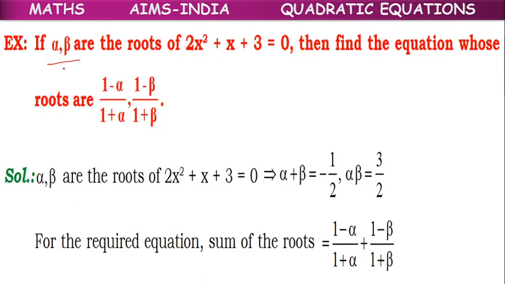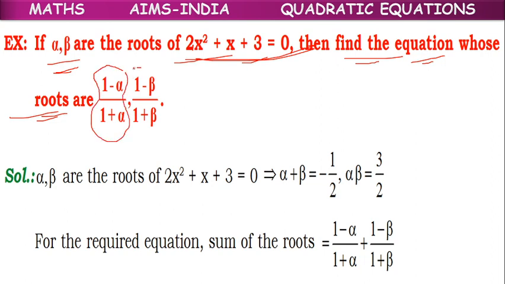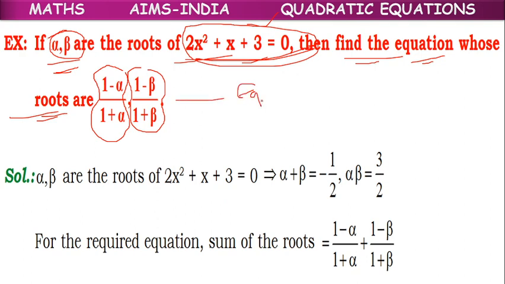Next, if alpha, beta are the roots of this equation, then find the equation whose roots are 1 minus alpha by 1 plus alpha, 1 minus beta by 1 plus beta. Already they have given one equation and its roots, but we have to find another equation whose roots are these two. So let's take the first one. Alpha, beta are the roots of 2x square plus x plus 3 equal to 0.